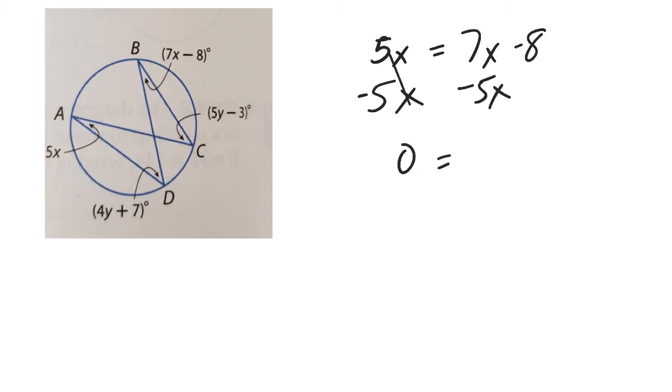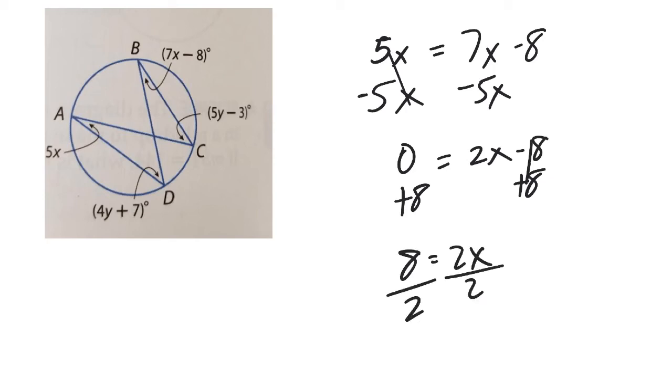Everything canceled off the left, so I'm just going to put a 0 there, because when there's nothing else there, it's 0. Then I have 2x minus 8. Then I have to add 8 back to each side, right? Cancel it off. Now I have 8 is equal to 2x, divide by 2, and I have that x will equal 4.